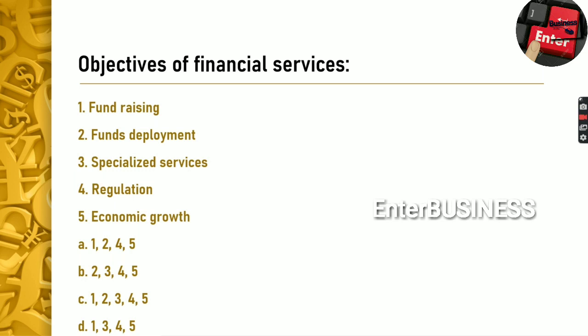services. B says that only 2, 3, 4, 5 are the objectives of financial services. Option C says that all of these are the objectives of financial services. And D says that 1, 3, 4, 5 are the objectives of financial services. So the correct answer is option C. So all these are the objectives of financial services.